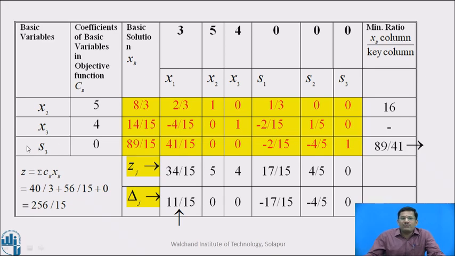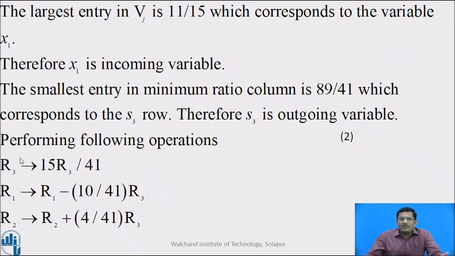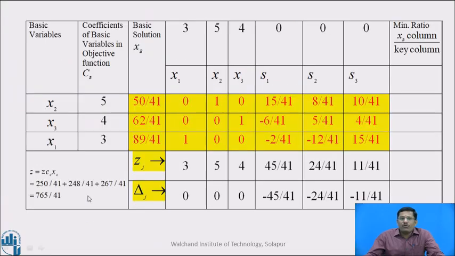The variable corresponding to this key row is S3, and it is going to leave our basis. Then again we have to perform the same steps, converting the key element to 1 and the elements lying above that key element to 0 by using suitable row transformations of this type. After performing these row transformations, we have this new simplex table.